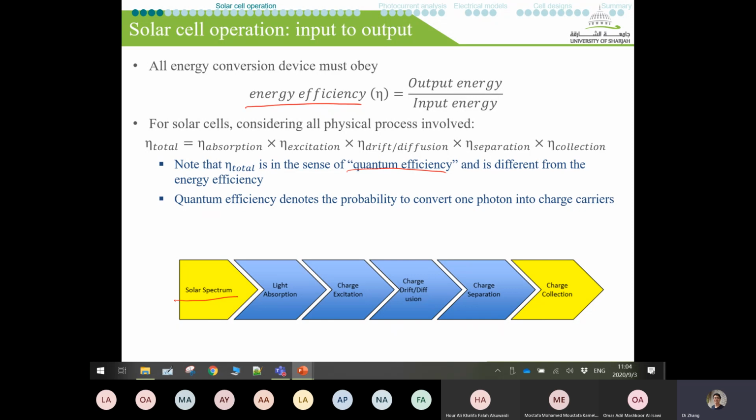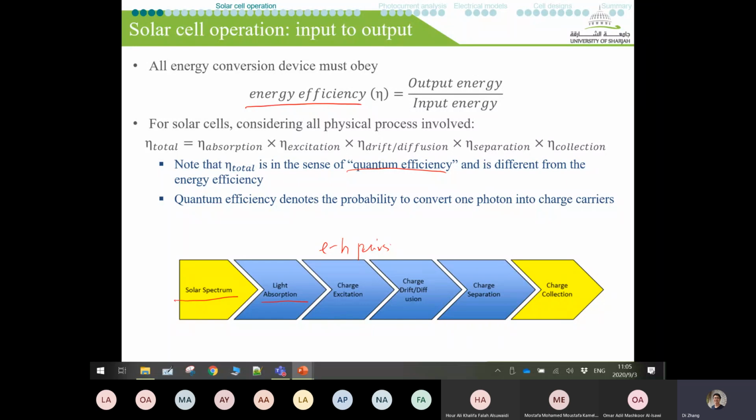Then it goes through an absorption process, which is going to be the first process we will cover later. After the absorption, what happens? We have to excite the charges, specifically create electron and hole pairs from the excitation. Afterwards, we still have to find a way to separate, to dissociate the electron and hole pairs so that they can be free charge carriers, because it's only from free charge carriers we can generate current.